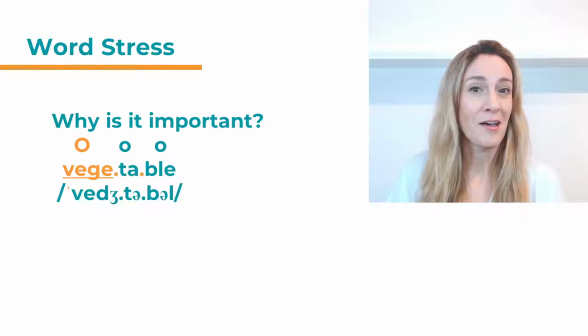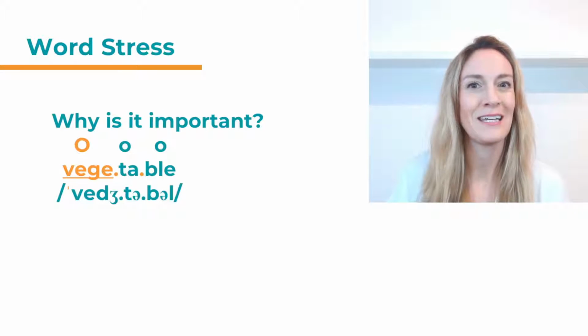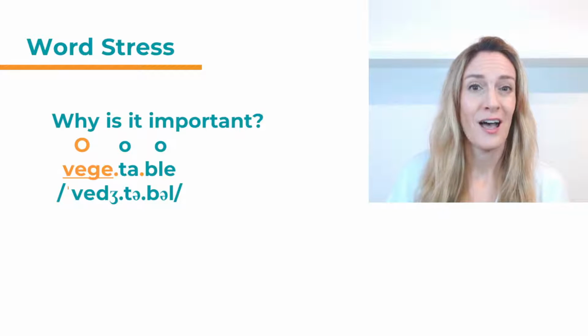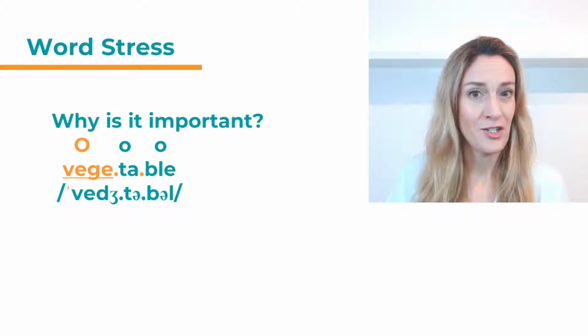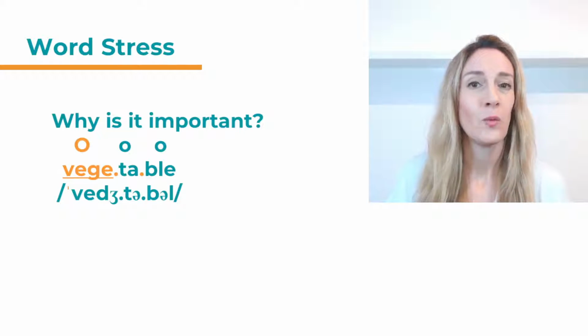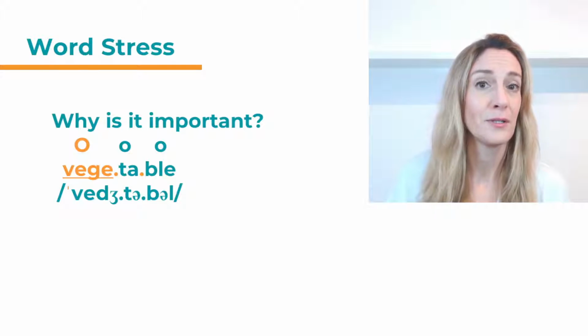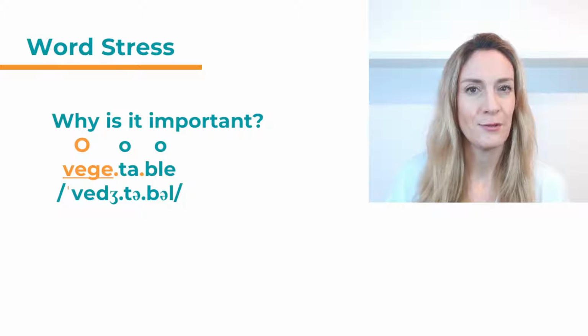Here's another example to show you why word stress is so important when you learn English. Here is a word, vegetables. I'm pretty sure you know that word, vegetable. And I've written down the phonemic transcript. The word consists of 3 syllables, vegetable, and the first syllable is stressed, vegetable.